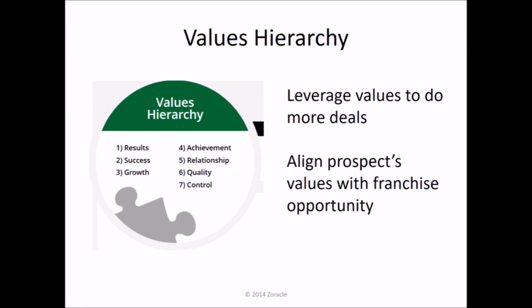As I mentioned before, the hierarchy of values: align and leverage those values in such a way that your prospect sees, I can be all of these things. I'm results-oriented, success-oriented. I need and must have growth. It's all about achievement, relationship, quality, and control for me. I've got to have that. Show me a business where I can do this. Don't be afraid to use these words exactly as you're working with your prospective franchisee.